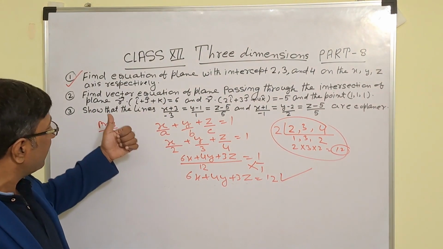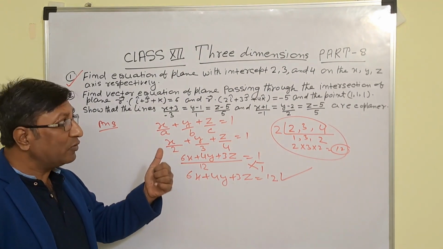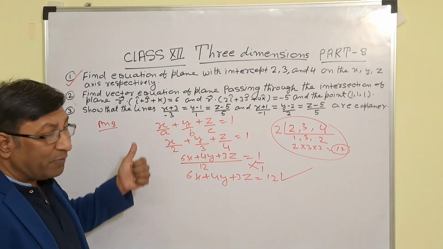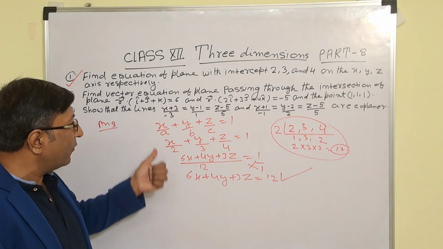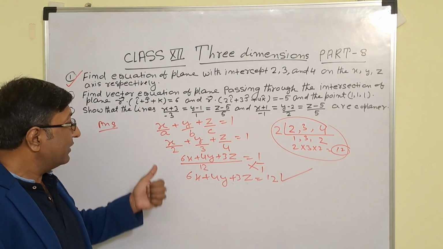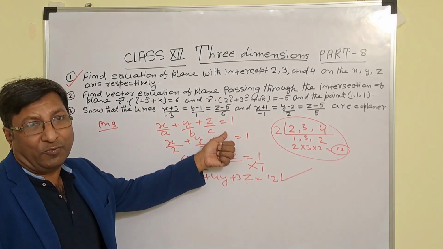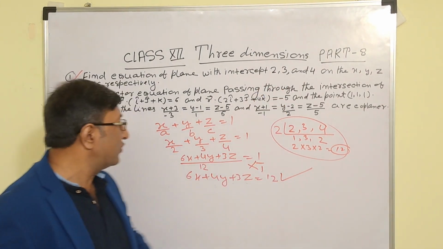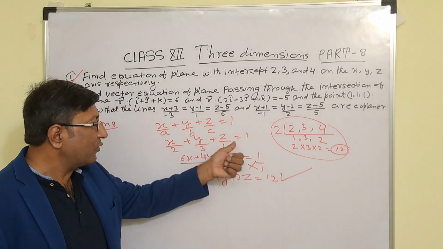So this is the question: find equation of plane when intercepts 2, 3, 4 on x, y, z are given. When this type of question comes, apply this formula: equation of plane when intercepts a, b, c are given on x, y, z is x upon a plus y upon b plus z by c equal to 1. Here a, b, c are already given as 2, 3, 4. So put these values: x by 2 plus y by 3 plus z by 4 equal to 1.